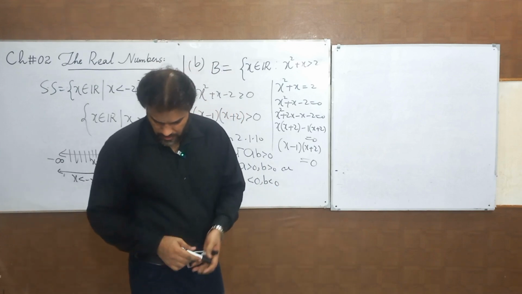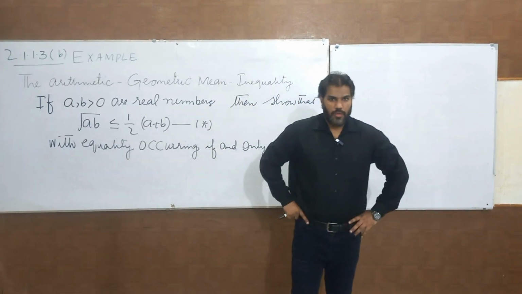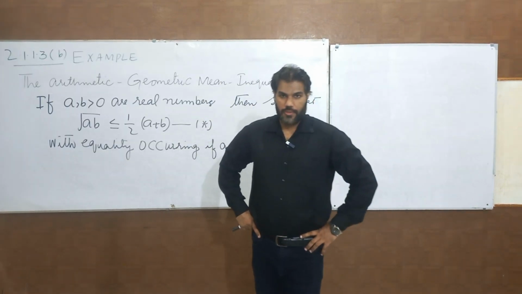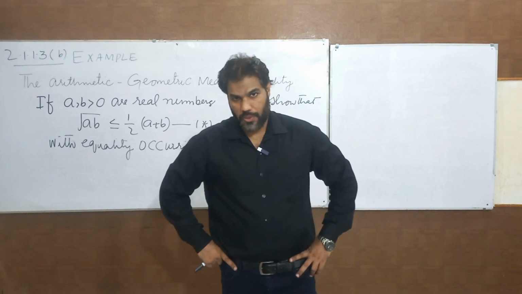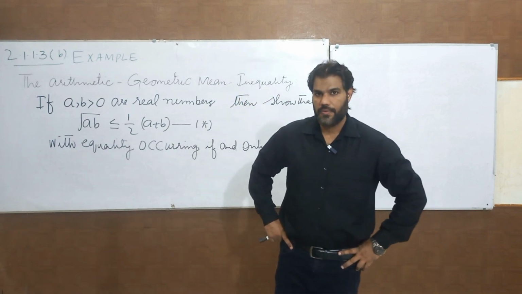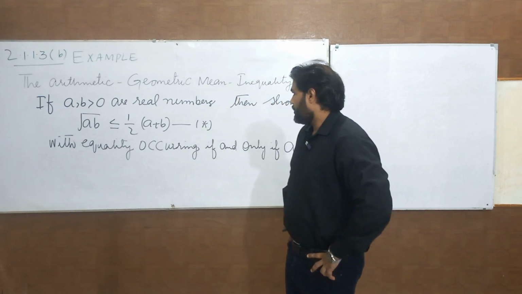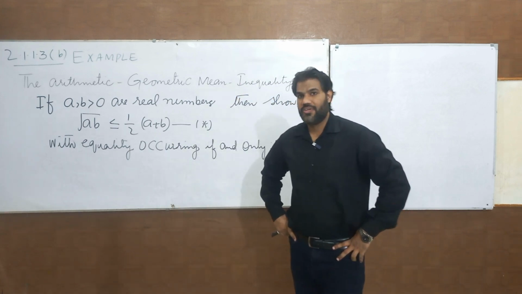In this example, next I'm going to discuss the B part of example 2.1.13. The solution of the A part I will share in the description box. This is an important inequality, the arithmetic geometric mean inequality.